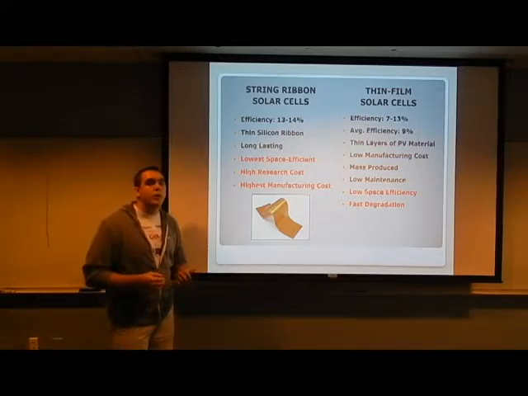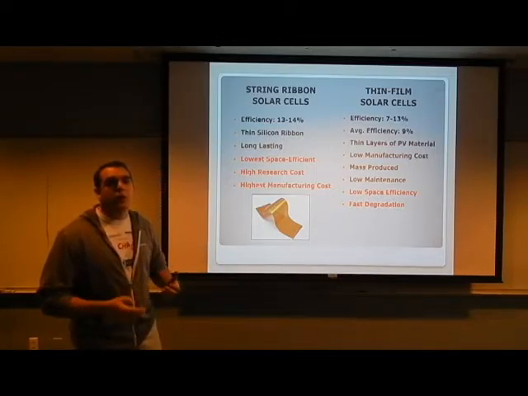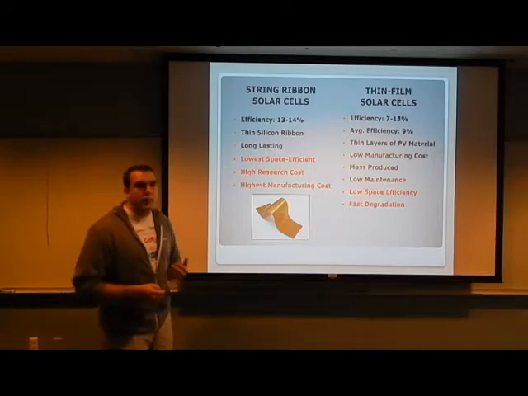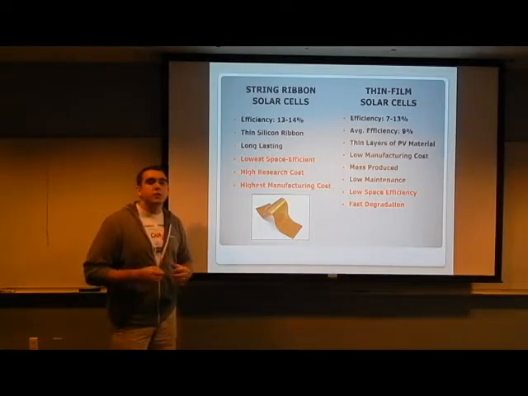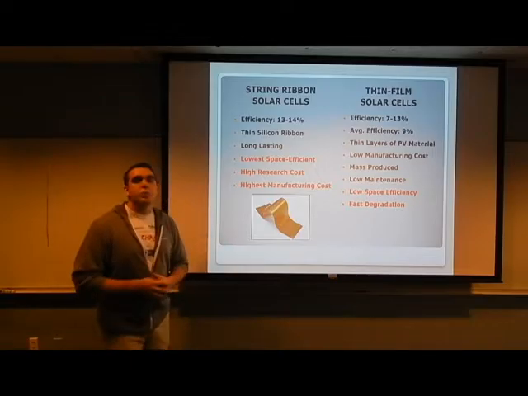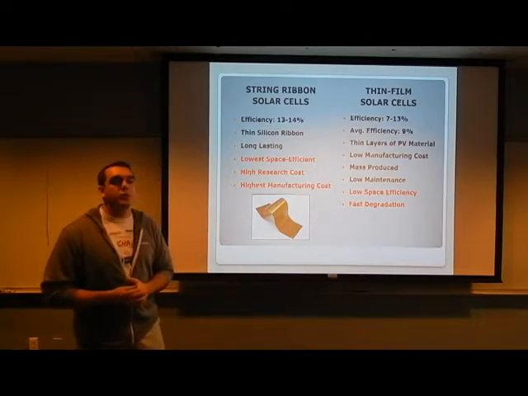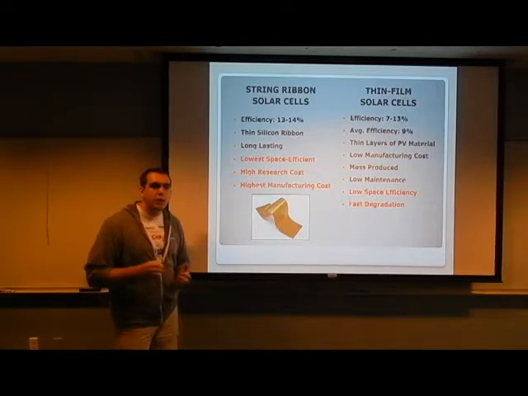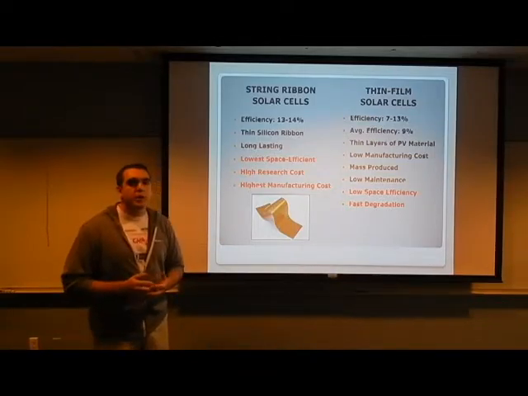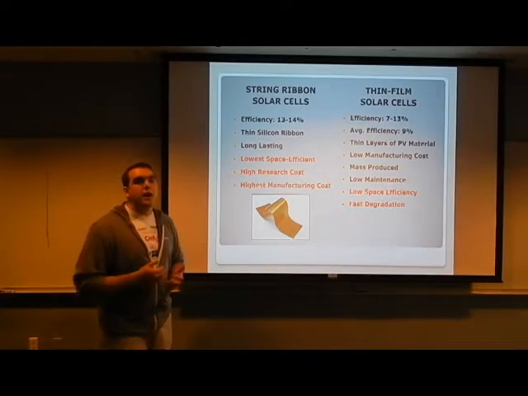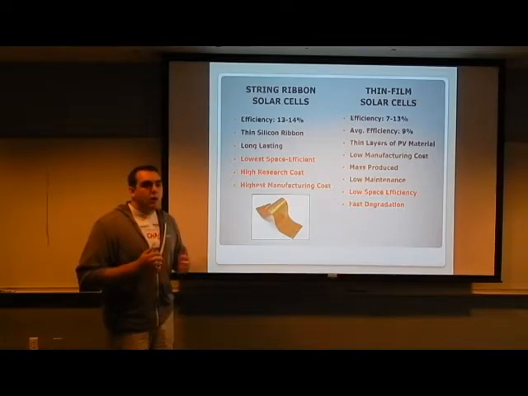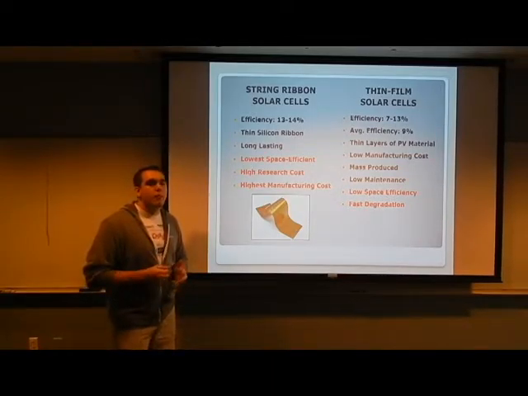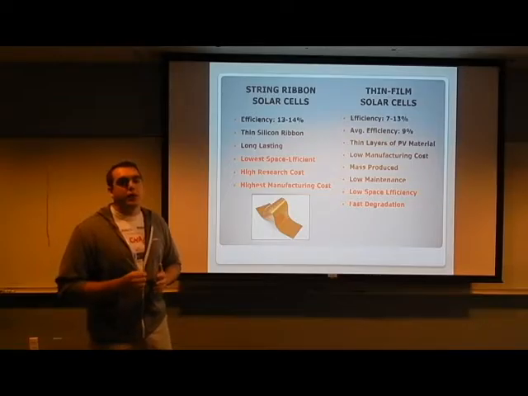On the other hand, we have thin-film solar cells, which are commonly found in domestic use. They have an efficiency of 7 to 13%. On average, we can see 9% efficiency in these solar cells. They're made out of thin layers of photovoltaic material. They have a very low manufacturing cost because they can be mass produced. They have low maintenance, but also low space efficiency and very fast degradation.